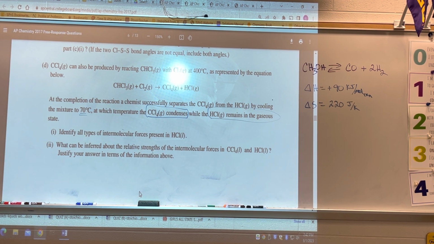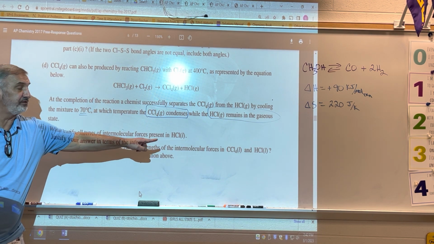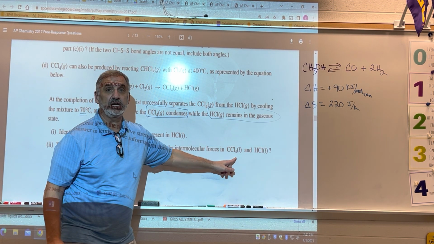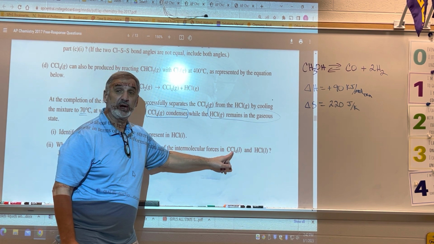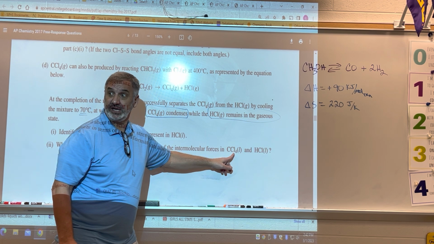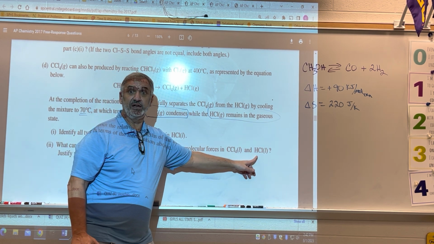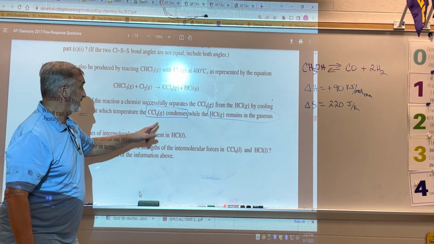So what can be inferred about the relative strengths of the IMFs between CCl4 and HCl? Which one's stronger? CCl4. Now, CCl4 is nonpolar, so what's the only type of IMF? LDFs. But because it's way bigger, the LDFs of CCl4 are stronger than the combined LDFs and dipole-dipole of HCl. Because it condenses first.